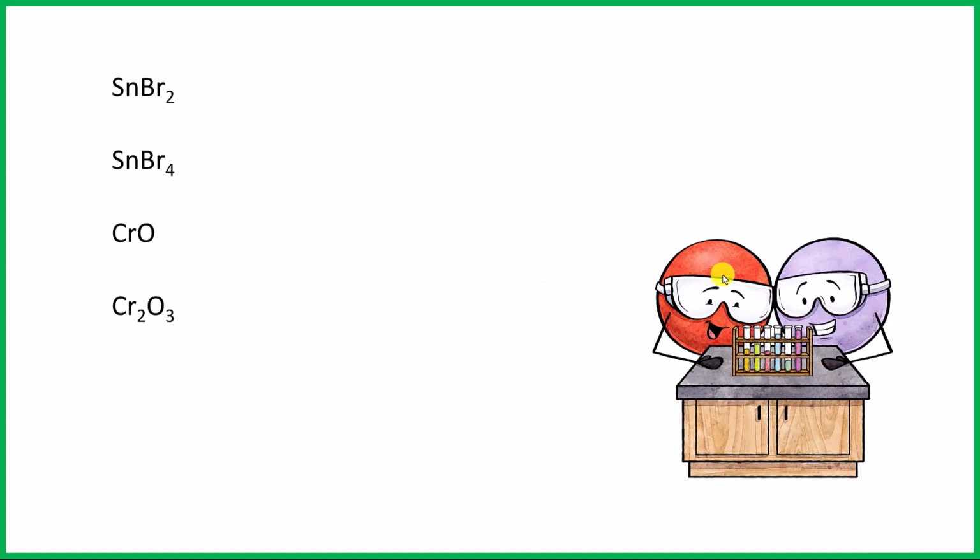And if we continue with a little more practice here, figure out the names of these compounds. Pause the video until you figure them out. Okay, the first one is tin 2 bromide. So we can figure out that tin here, which is a transition metal, has a plus 2 charge because bromine has a minus 1. So if there's 2 minus 1 bromines, then this must be a plus 2 tin. And so we write tin, Roman numeral 2, bromide.